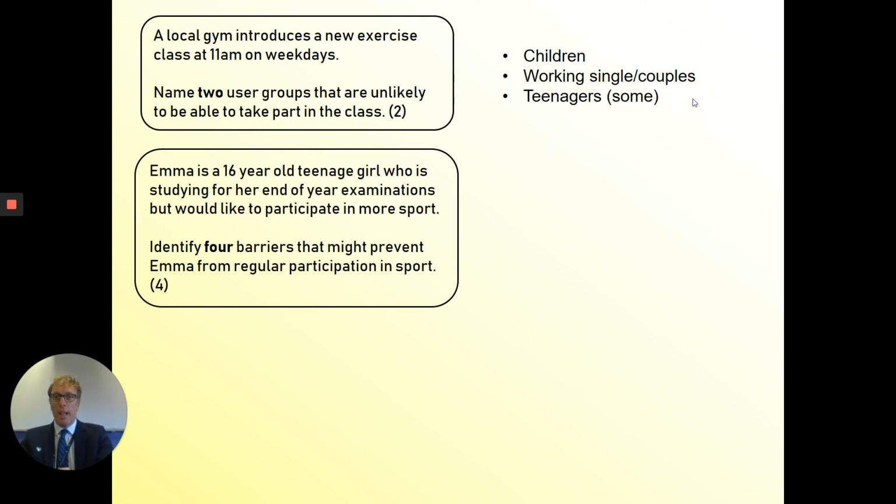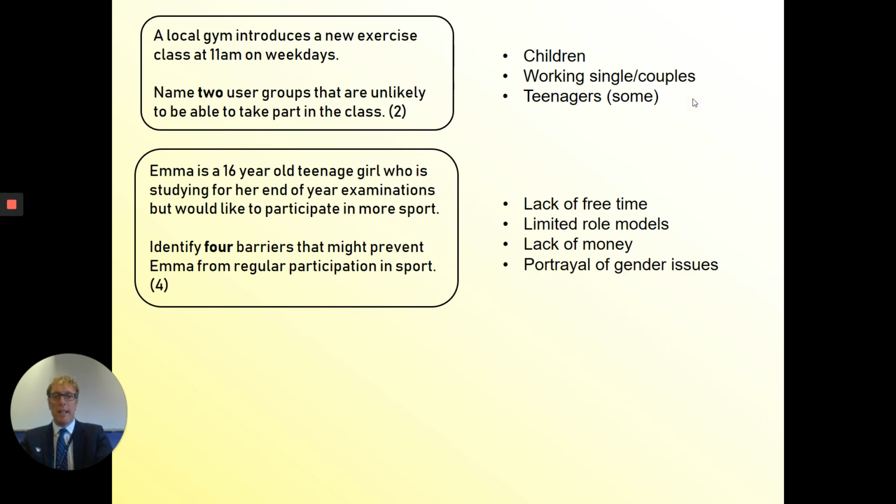Question. Emma is 16 and studying for exams and would like to participate in more sport. You need to identify 4 barriers that might prevent Emma from taking part in sport. So this time we're looking at barriers and not user groups. Have a look at the question and try and pick out things that you think might be a barrier. Have a go and press pause now.